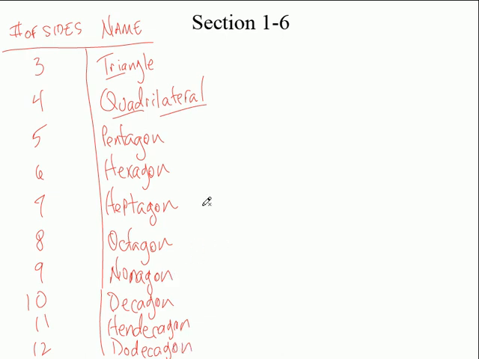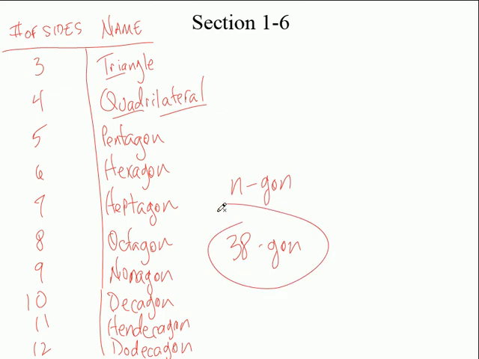All right? And if you had n number of sides, what would you call it? An n-gon. So if you had 38 sides, what would you call it? A 38-gon. Yeah, we would just say a polygon with 38 sides. All right? Let's pause this or stop it. We'll go to the next video, and we'll deal with one more little topic.